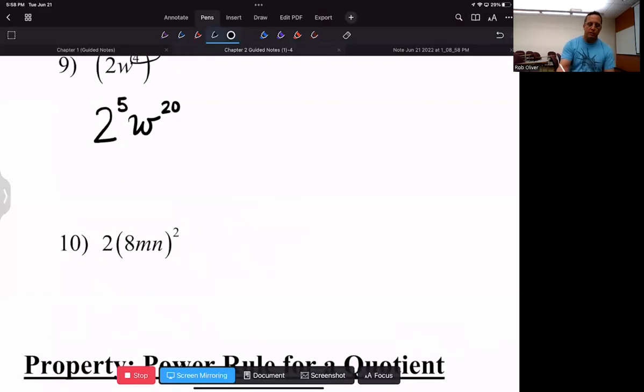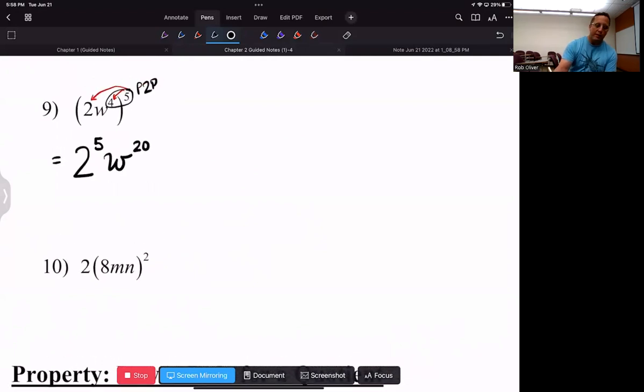4 times 5, and anything else that we can extra do here is we can just kind of work out 2 to the 5th power. Now that does not mean 10. It means 2 times 2 times 2 times 2 times 2. And I don't have to do this every time I do an exponent, but I just want to make sure you guys know how to work these out.